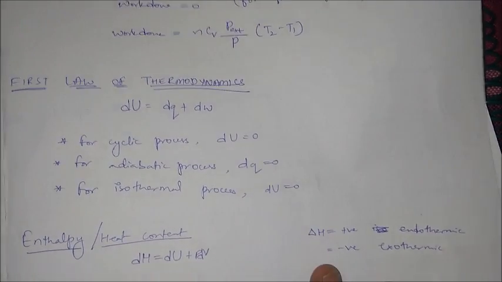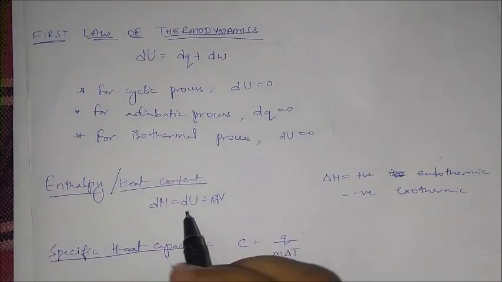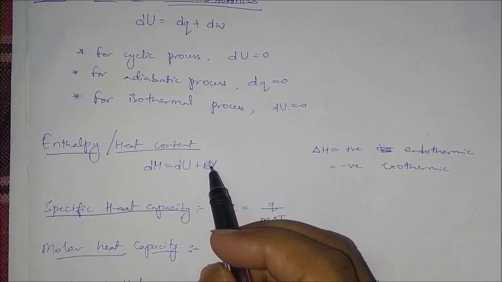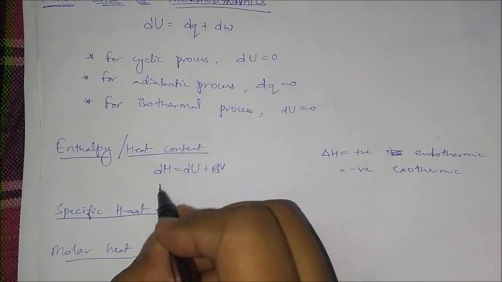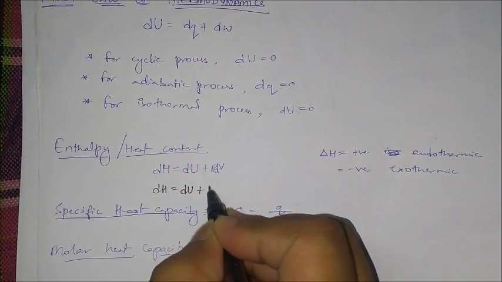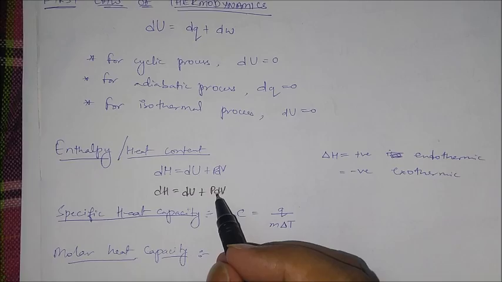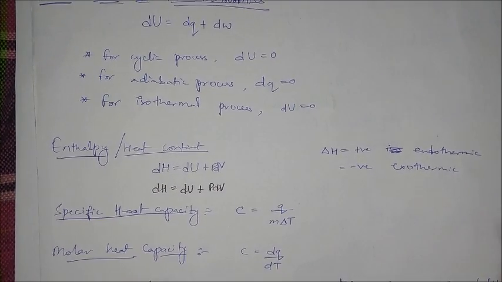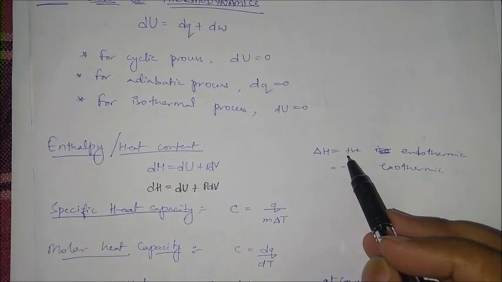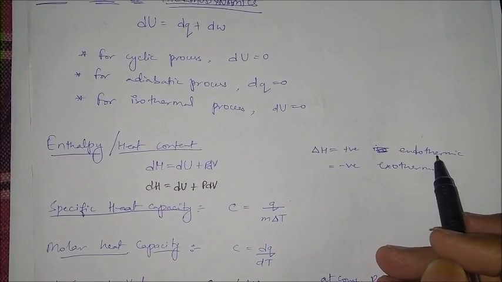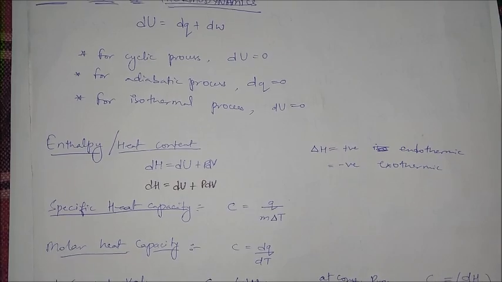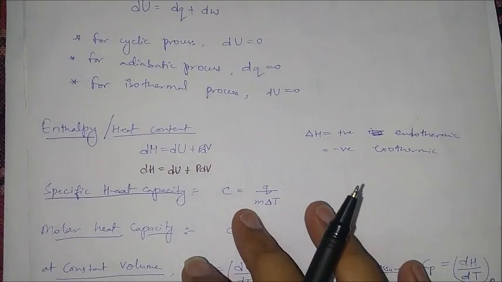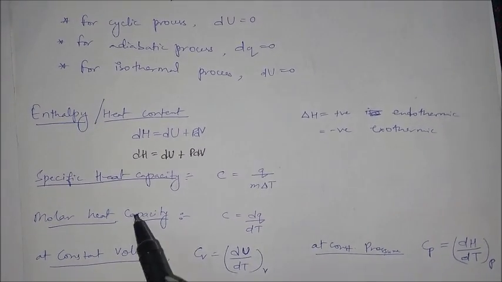Next is the enthalpy or the heat content. Enthalpy is given by dH is equal to dU plus PdV. I hope you all know all the terms, so I'm not explaining everything. It's just a revision video, so that's why I'm not going into that detail. Delta H will be positive under endothermic condition and delta H will be negative under exothermic condition. These things you should keep in mind. These are very small things, and a 2 marks question can be easily asked from anywhere here.